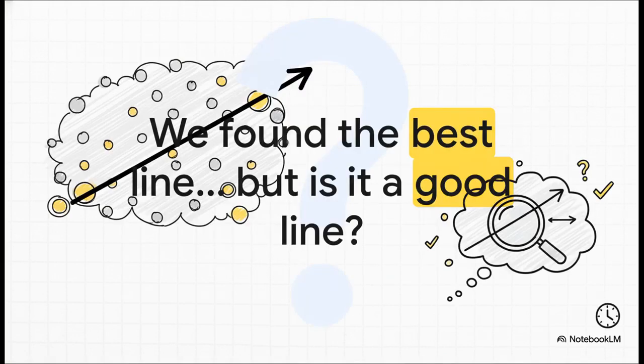So, we've solved it, we've cracked the puzzle. We now have a foolproof method for finding the single best predictive line through any cloud of data. But, and this is a really big but, just because we found the best possible line, how do we know if that line is actually any good? I mean, is it really useful for making predictions in the real world? Well, that's a whole other mystery for another time.